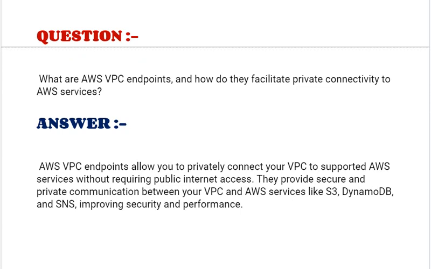Our next interview question is, what are AWS VPC endpoints and how do they facilitate private connectivity to AWS services? Your answer should be AWS VPC endpoints allow you to privately connect your VPC to supported AWS services without requiring public internet access. They provide secure and private communication between your VPC and AWS services like S3, DynamoDB, and SNS, improving security and performance.